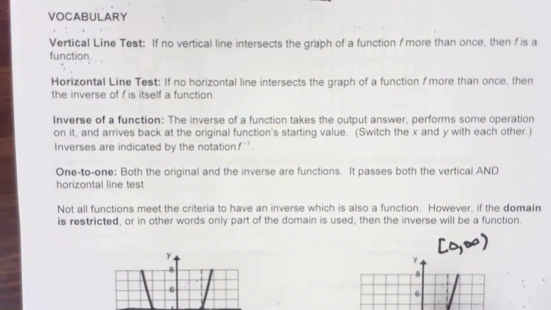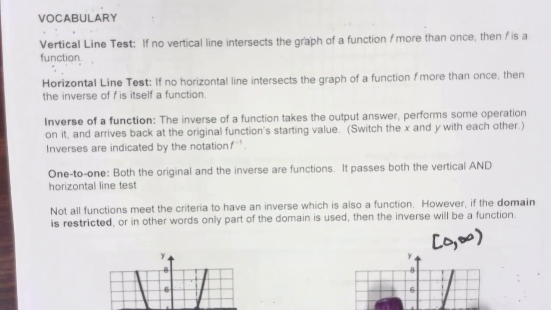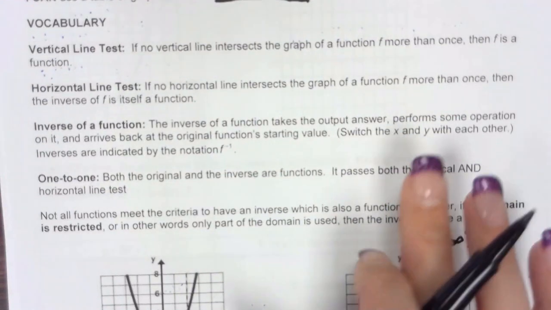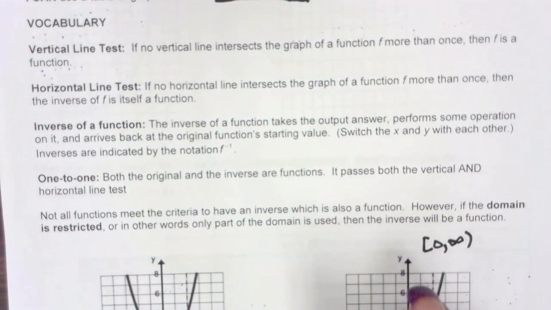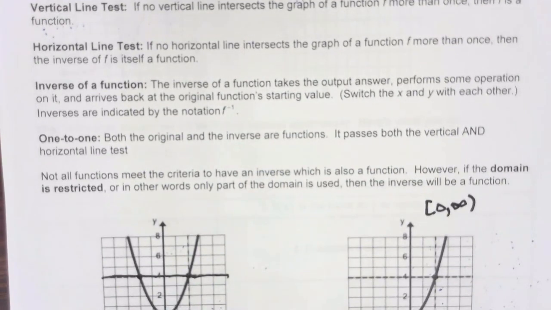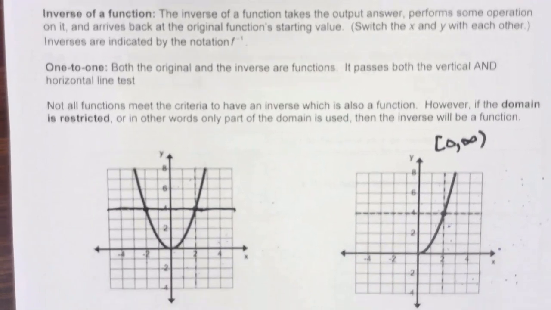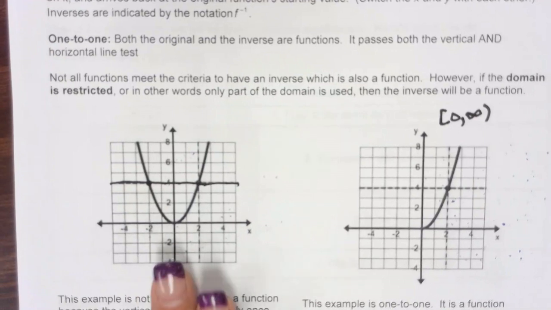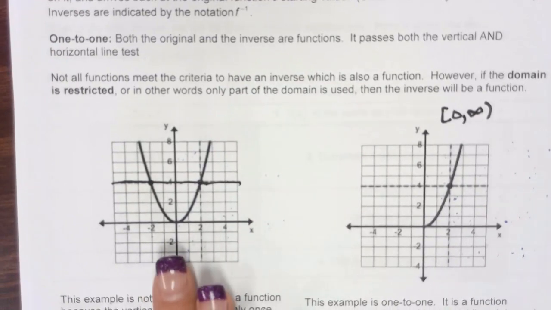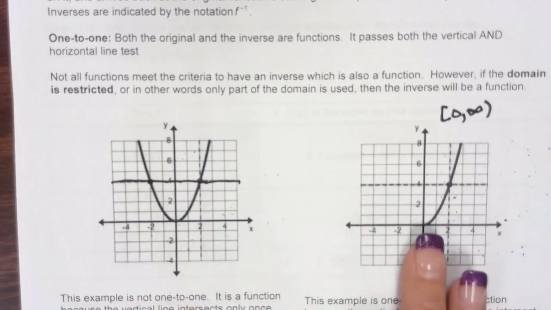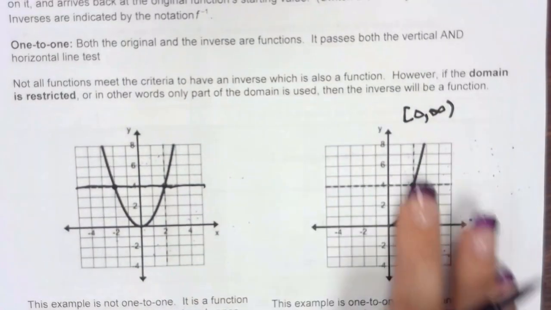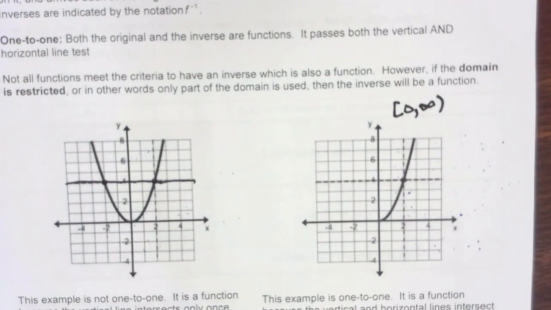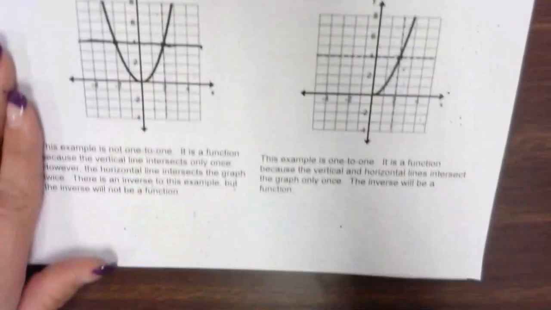So let me go back up to some vocab. The inverse of a function, of course, switches our x and y. It takes our output and our input and switches them. To be one-to-one, the original function and the inverse are both functions, okay? So if we do the regular function x squared, it would not be one-to-one unless we restrict the domain, because now after restricting it, our inverse is a function, okay? That is right down below.